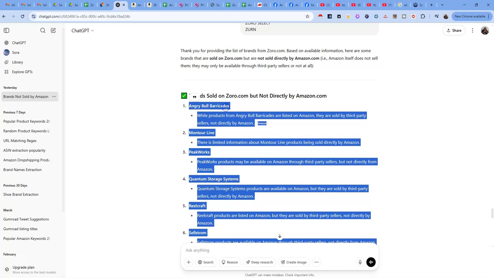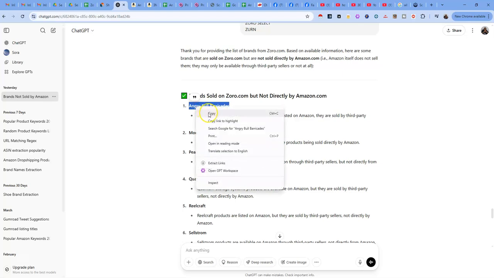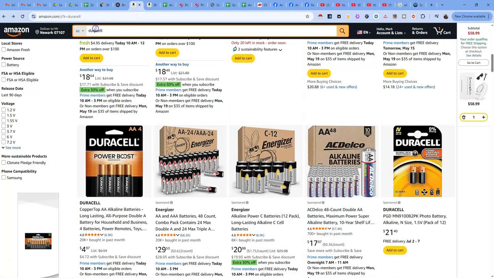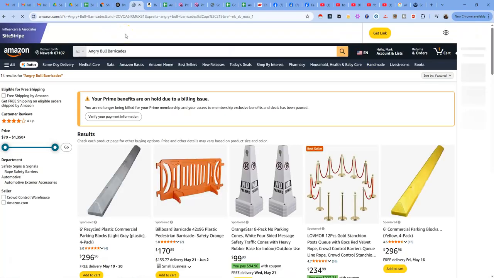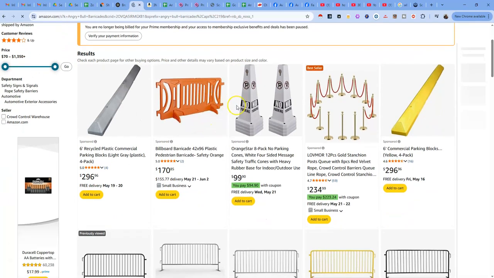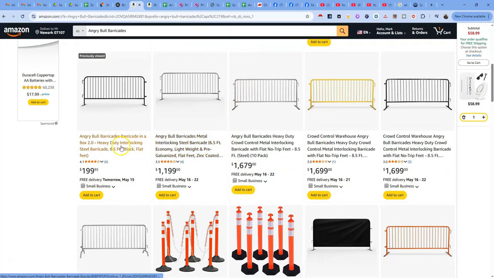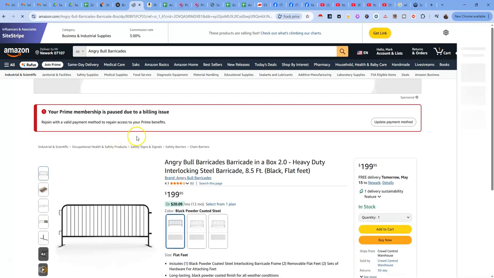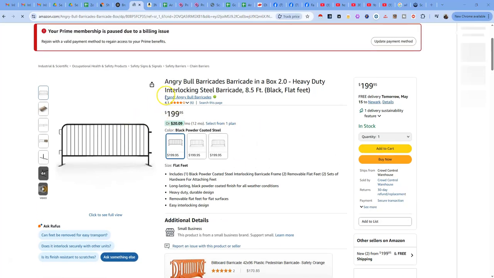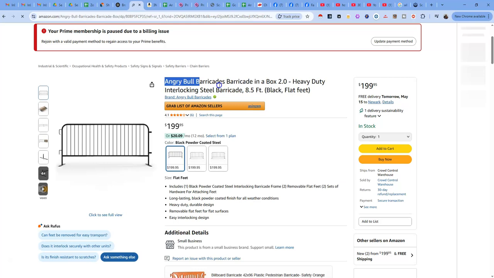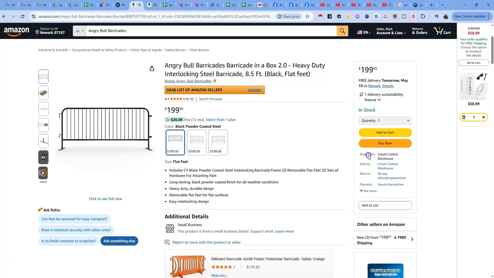So let's take a look at the first brand, which is Angry Bull Barricades. I'll copy it, go over to Amazon, and paste Angry Bull Barricades. Sure enough, I do see that the brand, first of all, is on Amazon. Just the fact that we even know it sells on Amazon matters. Not every brand sells on Amazon. You have to understand this. So it's significant that ChatGPT can even tell us that it sells on Amazon. That's already a lot. But then on top of that, the fact that it knows that it's third-party sellers.